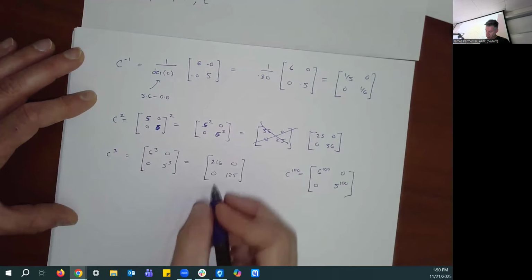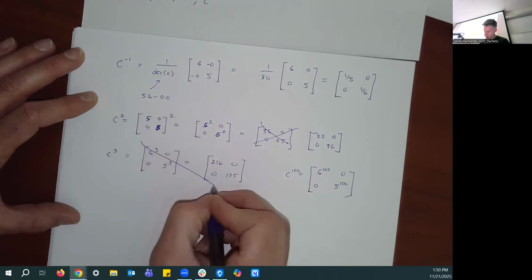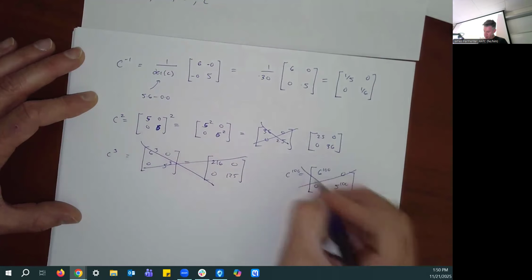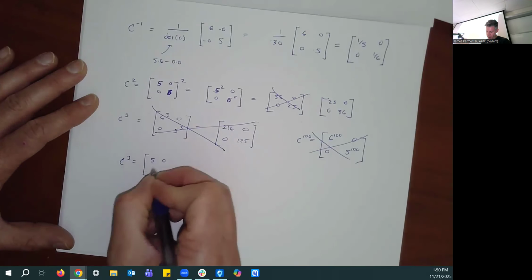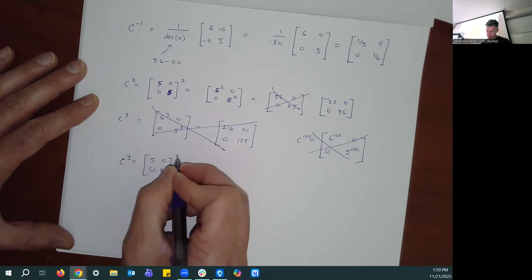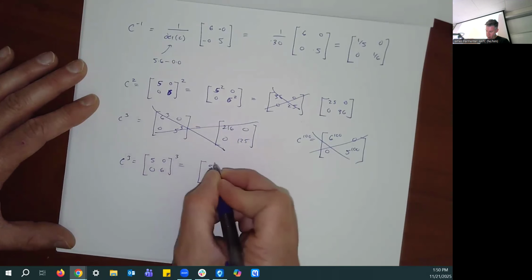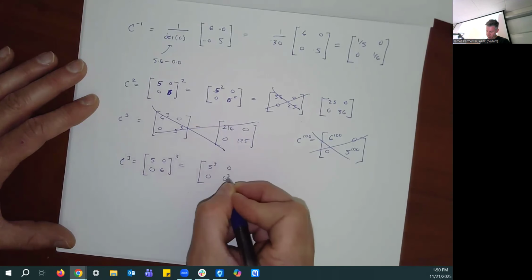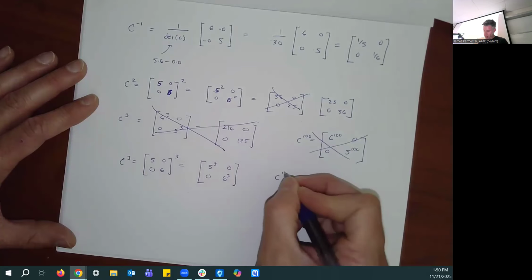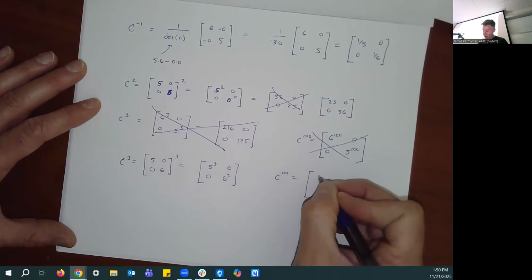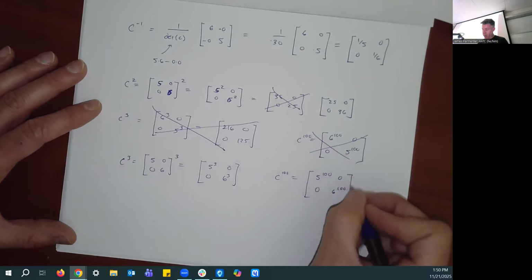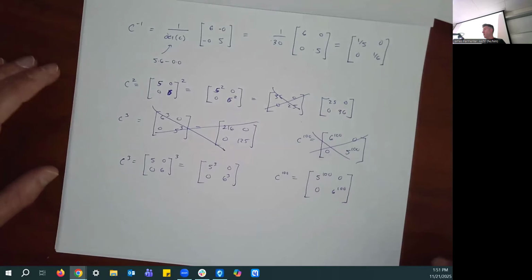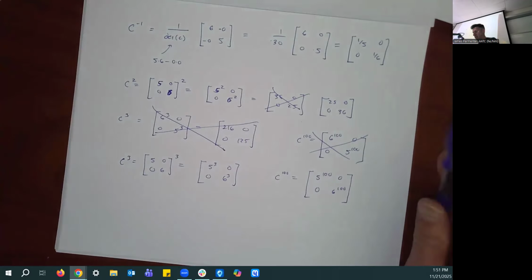Similarly here, this should be none of this and none of this. C cubed should be 5006 cubed, which is going to be 5 cubed, 006 cubed. And similarly, c to the 100th is going to be 5 to the 100th, 0. So it's a good reminder to be extra careful about what you're looking at when you're writing things down. It's very easy to make mistakes.